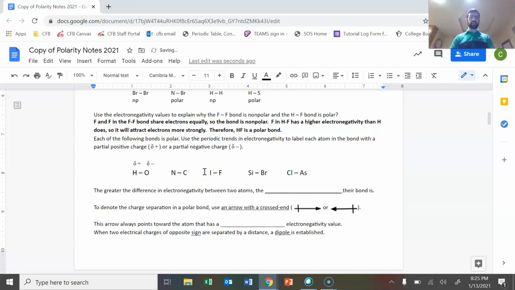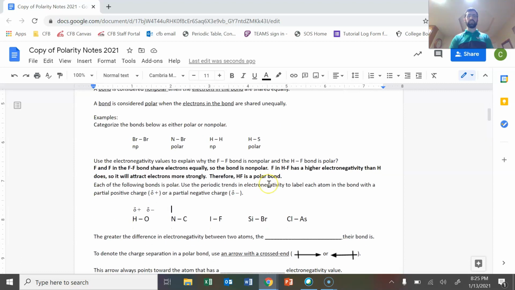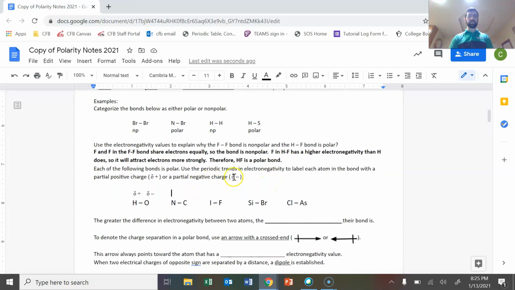All right, and then we get to N and C. Let's look up here. N is 3.0, C is 2.5. So it looks like N is more electronegative. So that's going to be our partial negative charge. And C will be the partial positive charge.